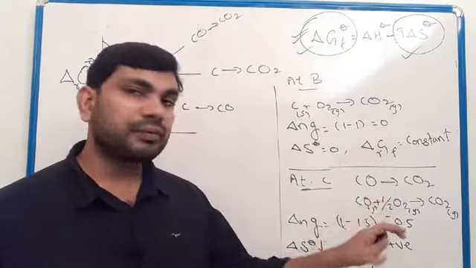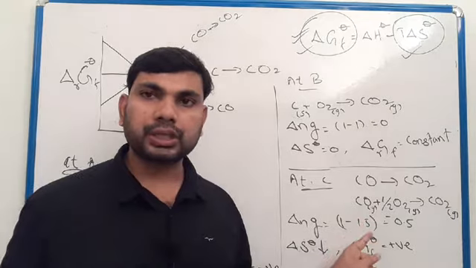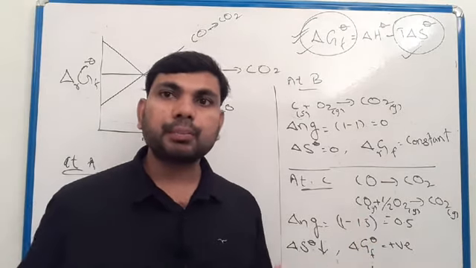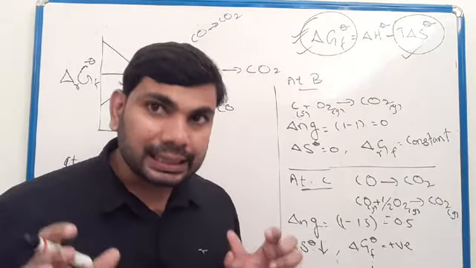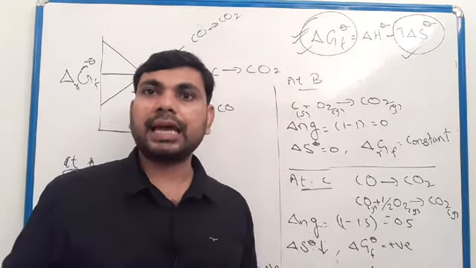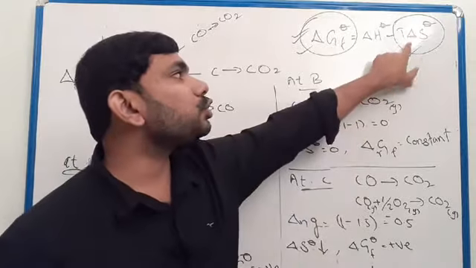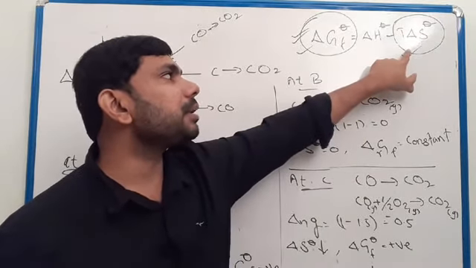Here the number of moles of gaseous molecules is decreasing during the chemical reaction. So what happened here? Entropy decreases. Entropy is decreasing during this chemical reaction.